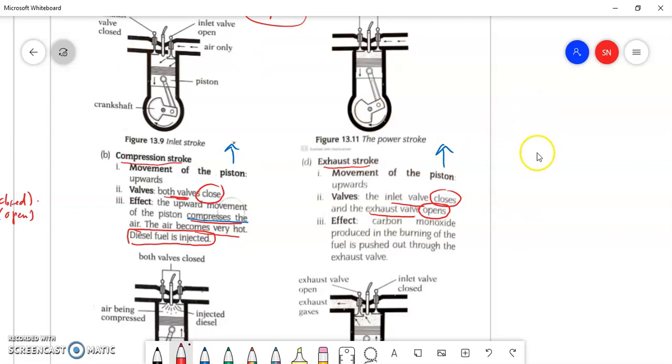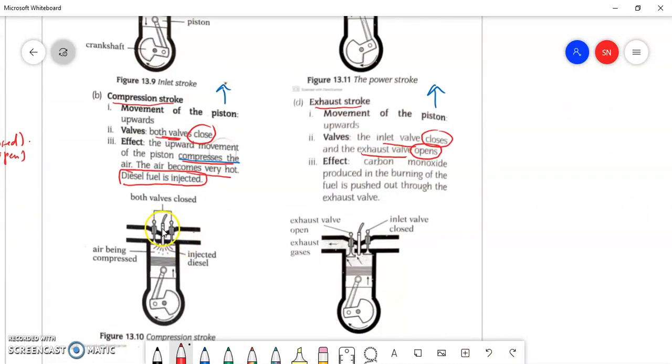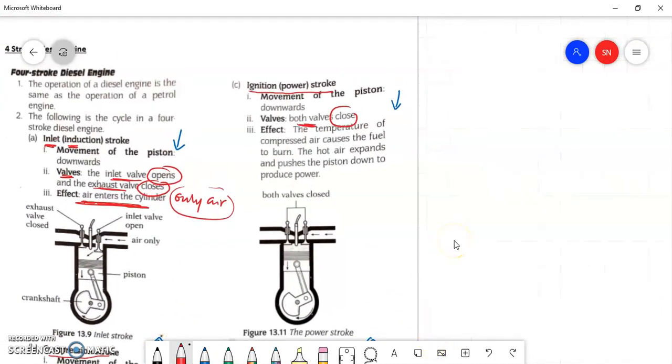If you see here, in the petrol engine this was the spark plug, but instead this is now the injector for the diesel. This is where the diesel is injected into the cylinder. The third stroke is ignition or power. The temperature of the compressed air causes the fuel to burn. There is no spark plug, but because the air is compressed so much, it's very hot. When the diesel is injected in the previous stroke, it will start to burn very easily.